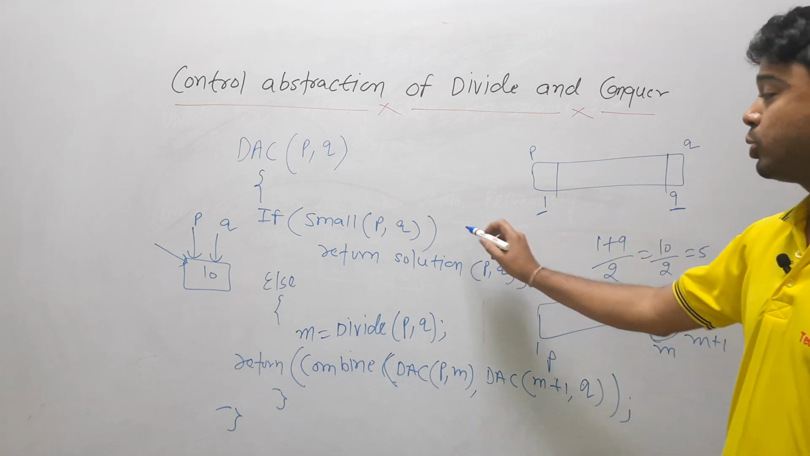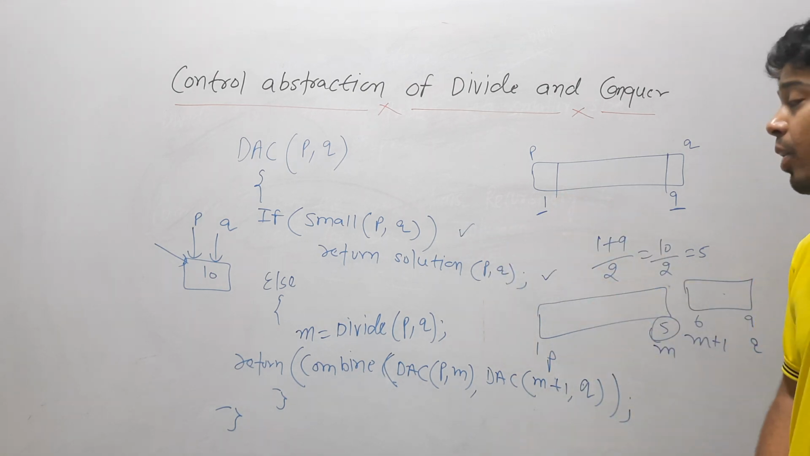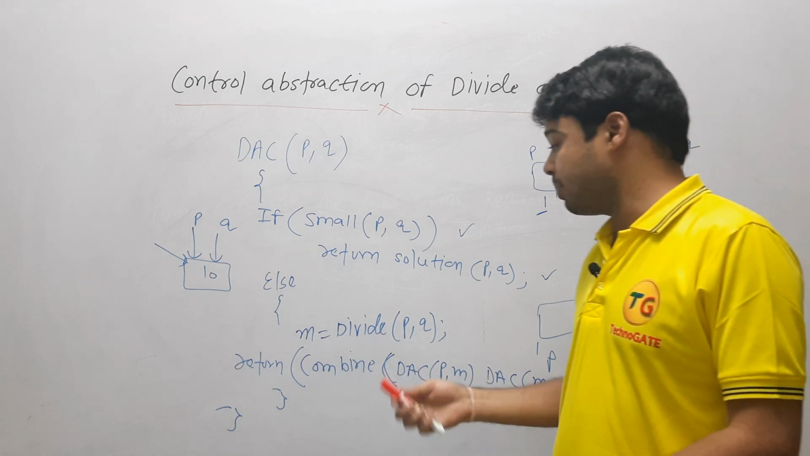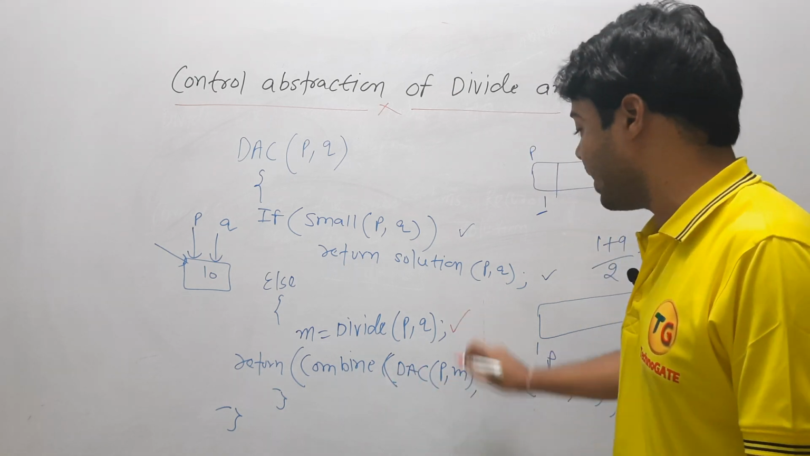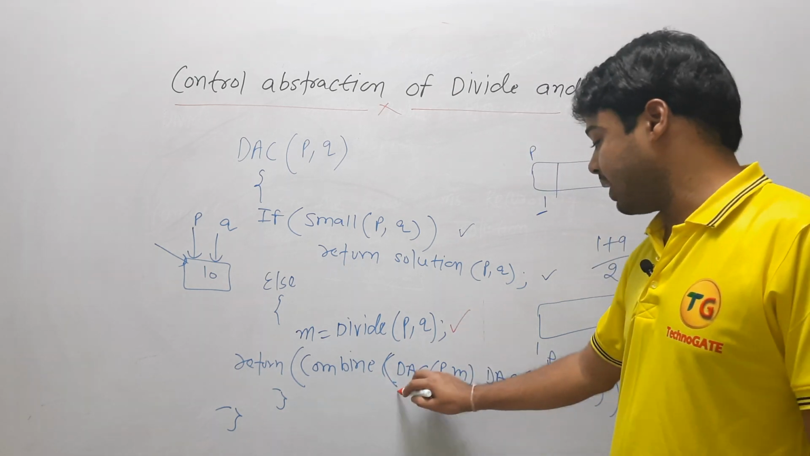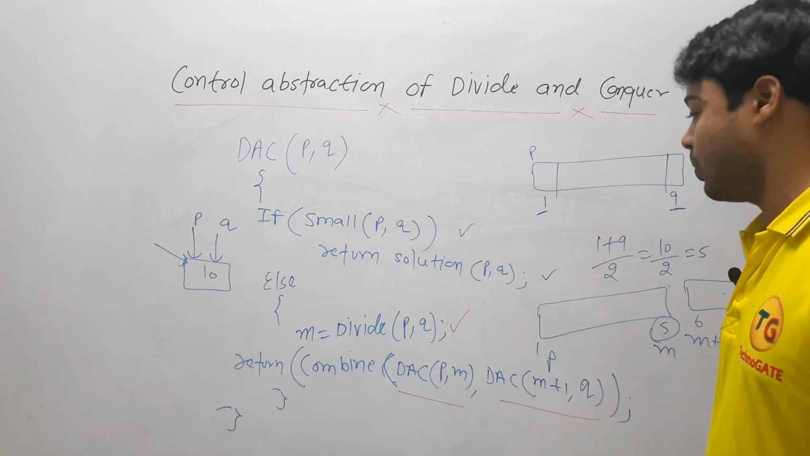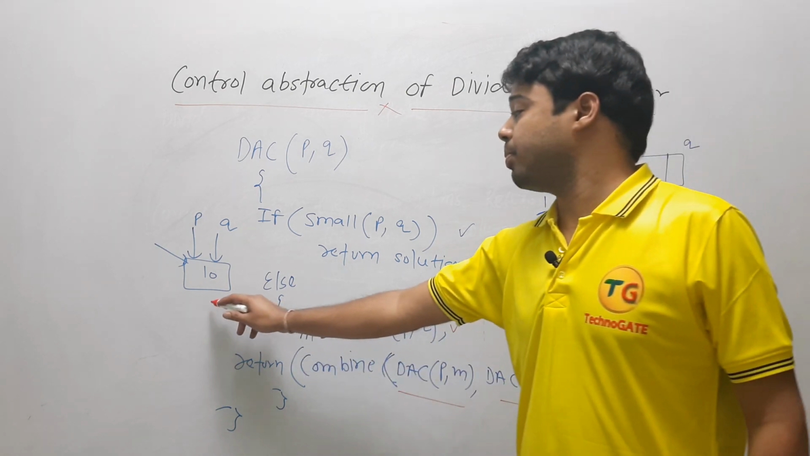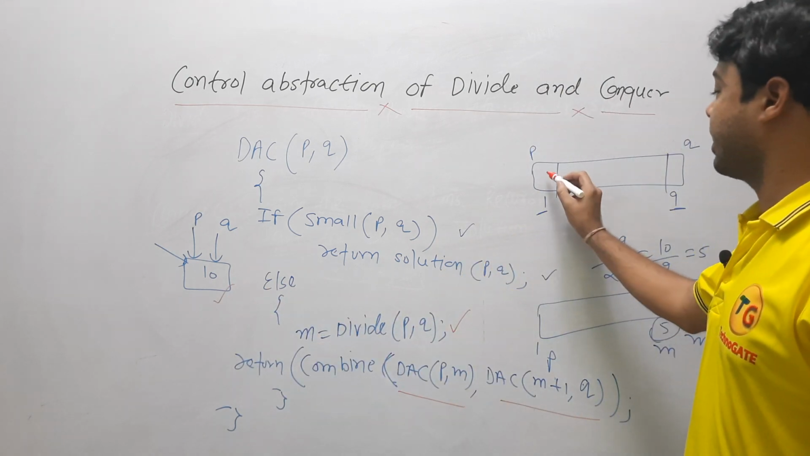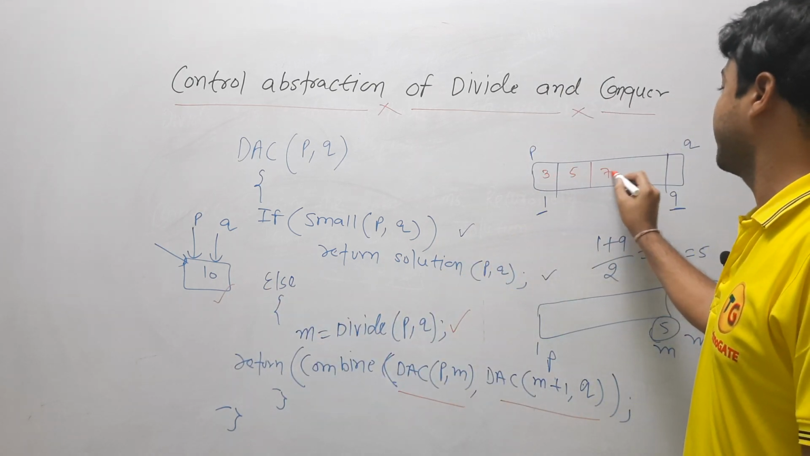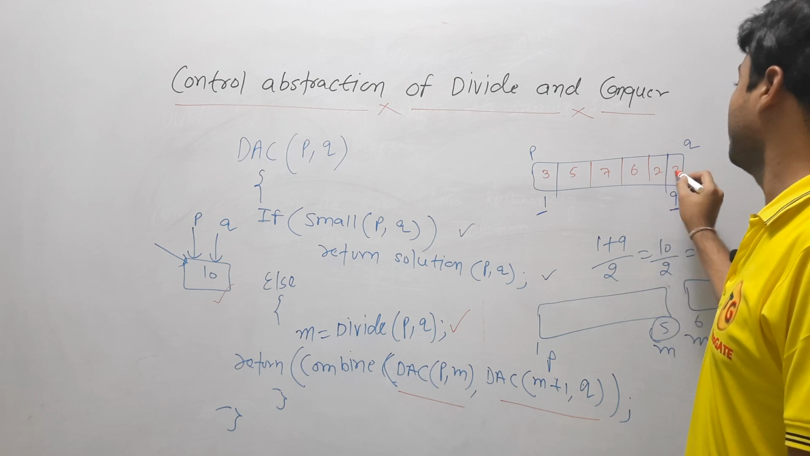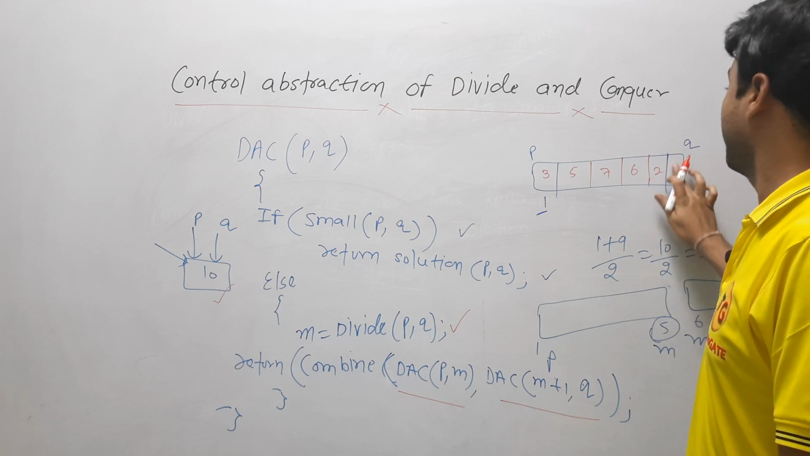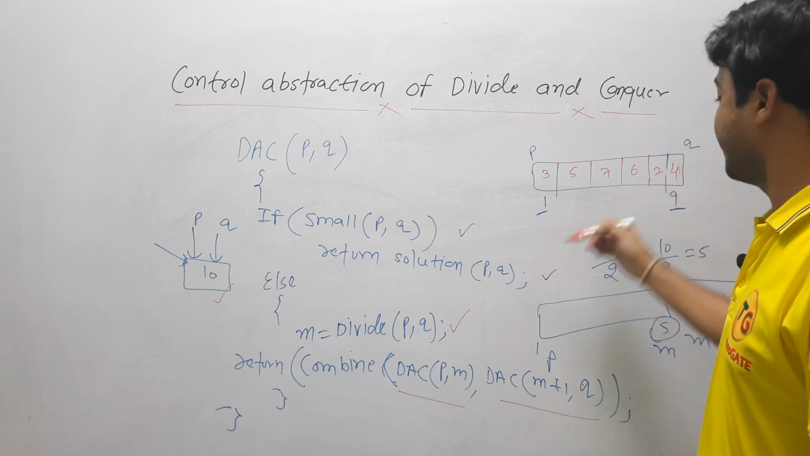If the problem is small, then return the solution only. If there is more than one element, first of all divide it, and after that combine starting to mid and mid plus 1 to q, and return the combined solution here. Clear? Suppose there are 3, 5, 7, 6, 2, 4 elements. More than one element, then divide this one.